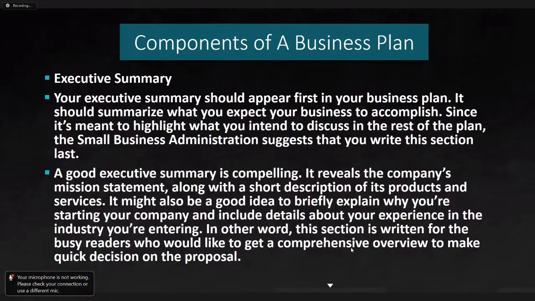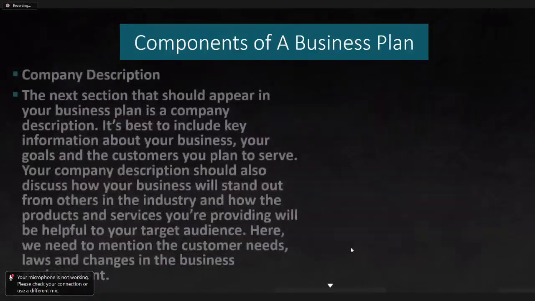All right, a good executive summary is compelling, reviews the company's mission statement along with a short description of its products and services. It might also be a good idea to briefly explain why you are setting up your company and include details about your experience in the industry you're entering. In other words, this section is written for busy readers who would like to get a comprehensive overview to make a quick decision on the proposal. Next is the company description.